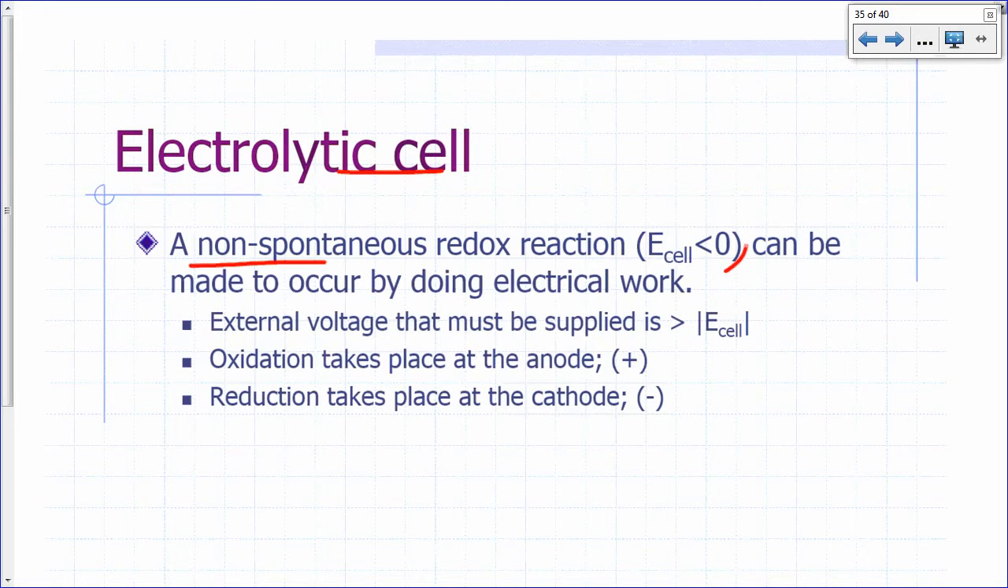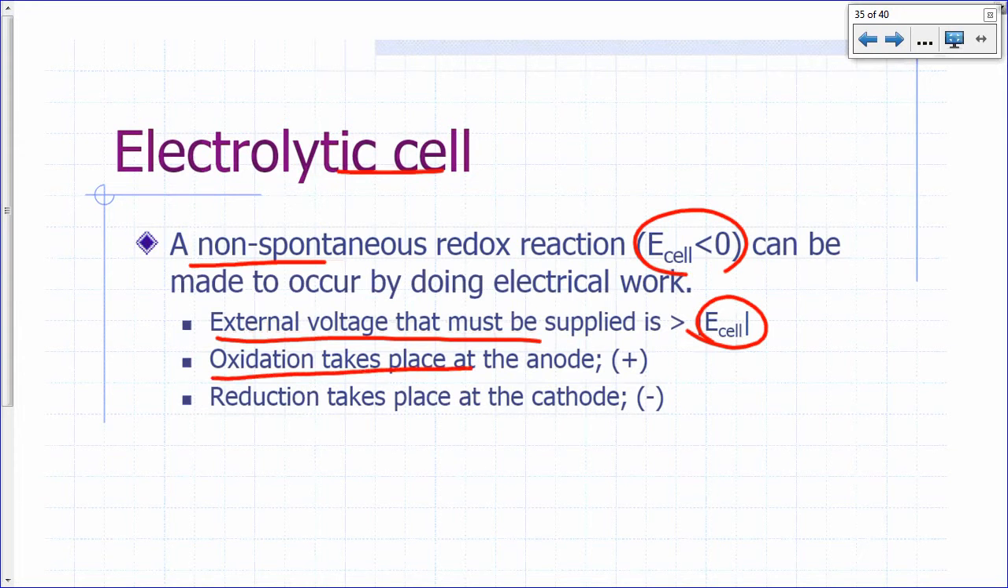So you have a non-spontaneous reaction. So if you calculate the cell potential for that, it's going to be negative. If you want that actual reaction to occur, you have to force it. And so you apply an external voltage, okay? So you do electrical work. The external voltage that you have to supply must be larger than the absolute value of the cell potential. Remember, it's negative. It has to exceed that, okay?